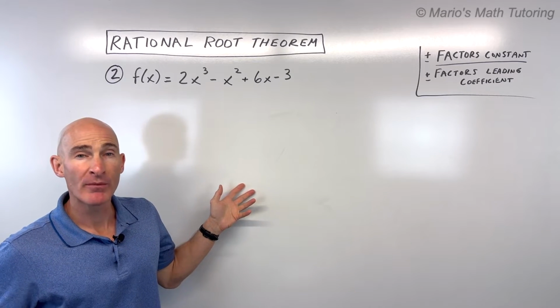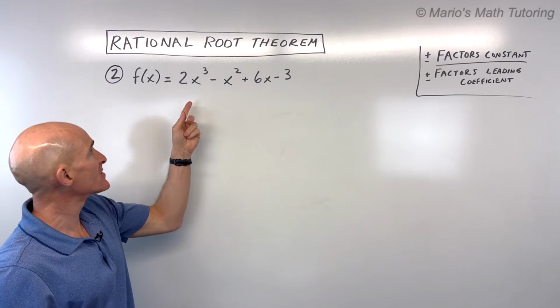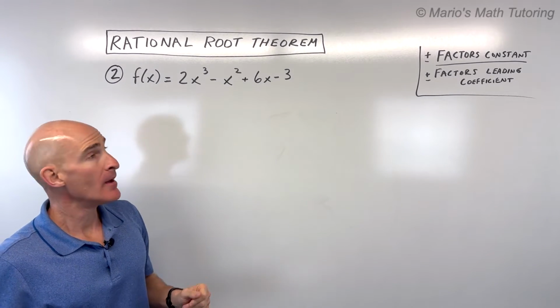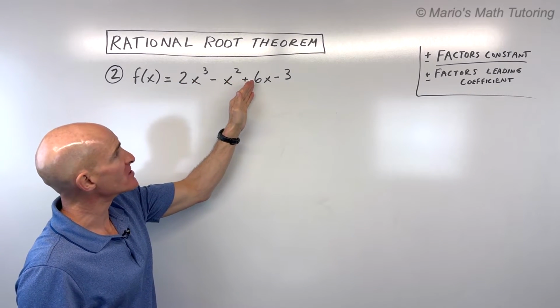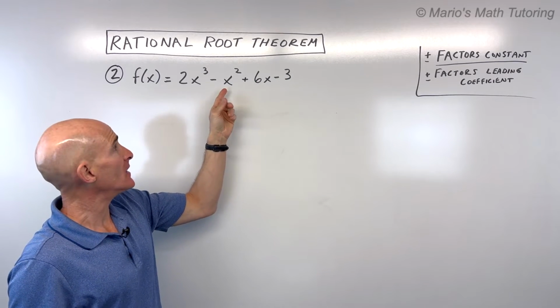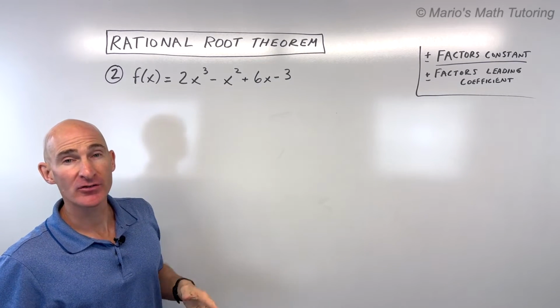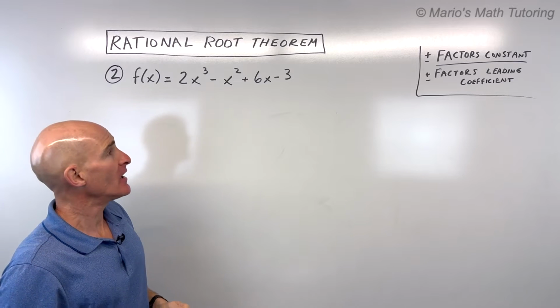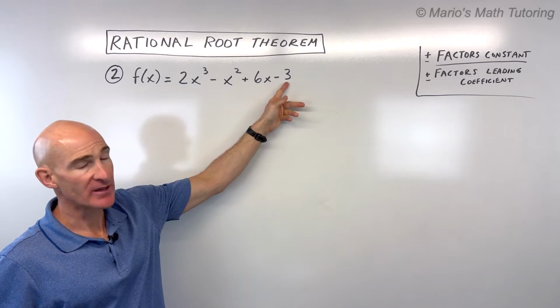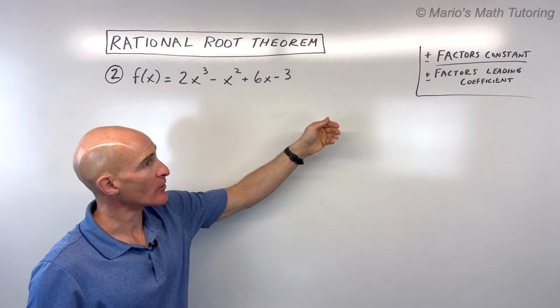Okay, let's try example number 2 now. This one's a little bit different because the leading coefficient's not 1. But notice that all the coefficients are integers. You don't see any square root of 3's here in front, or i's like imaginary. They're all integers, including the constant. So what we can do is use our rational root theorem.